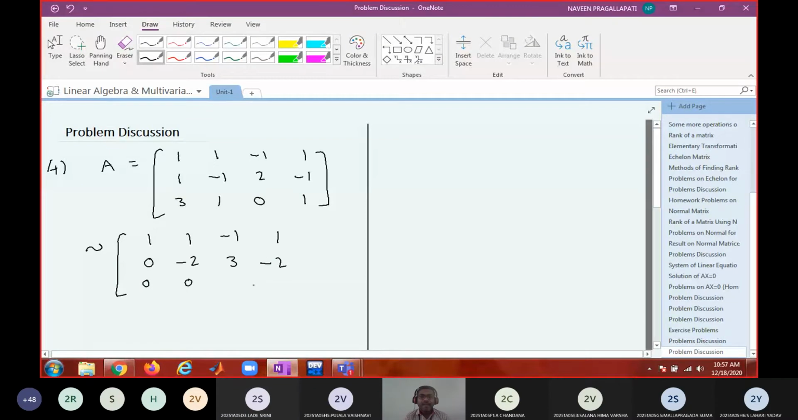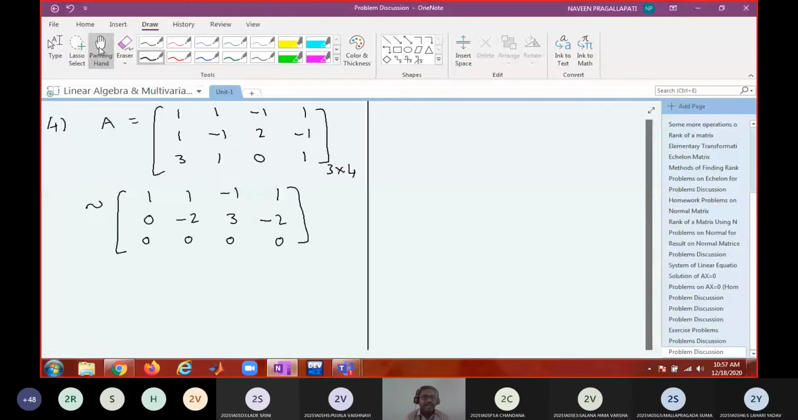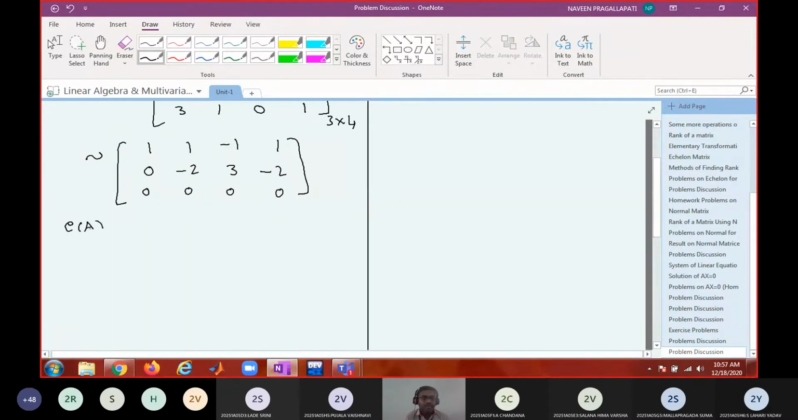Now you will notice that there are four variables and 3 equations in 4 variables. Here you got rank equal to 2. So rank of A is R equals 2, which is less than N, where N equals the number of variables, equal to 4. Therefore, AX equal to 0 has infinite solutions.